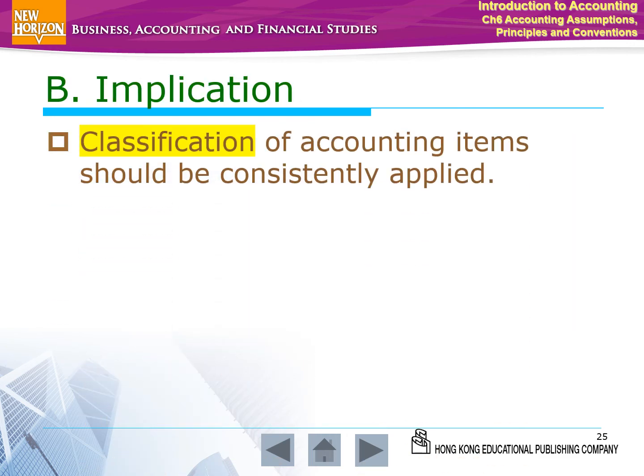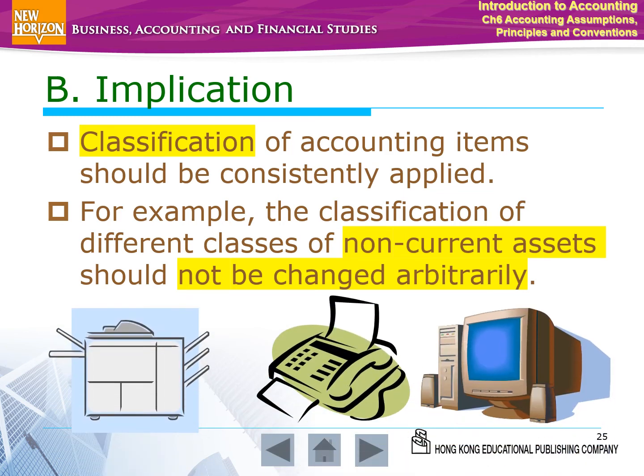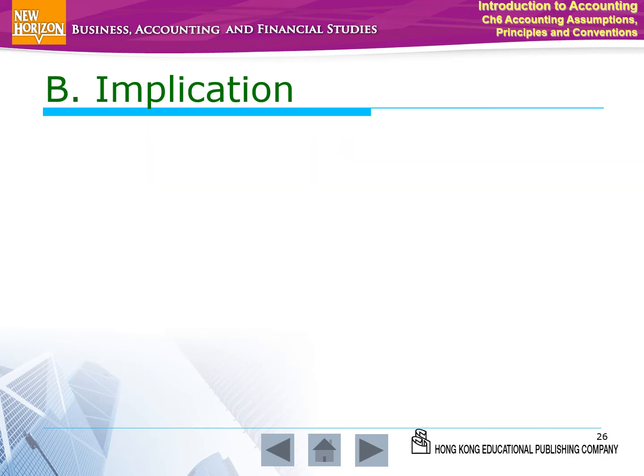We have talked about similar items or similar transactions. So classification is very important. Classification of items should be consistently applied. We should not change the classification methods. For example, the classification of different classes of non-current assets should not be changed arbitrarily. Arbitrarily means on your own will, just like those assets. We should categorize these assets into equipment account instead of furniture account.